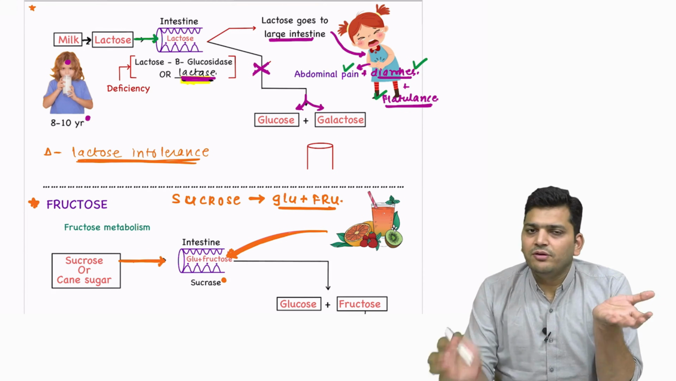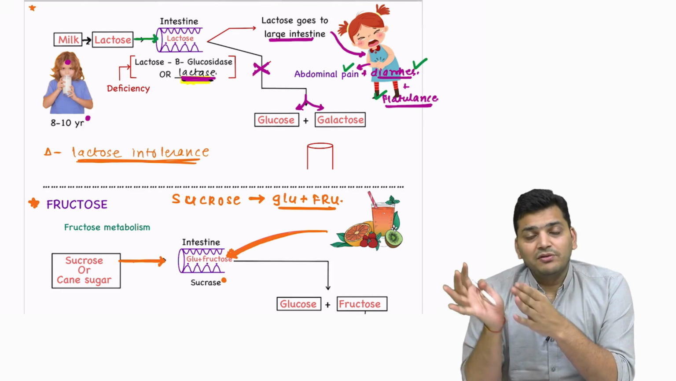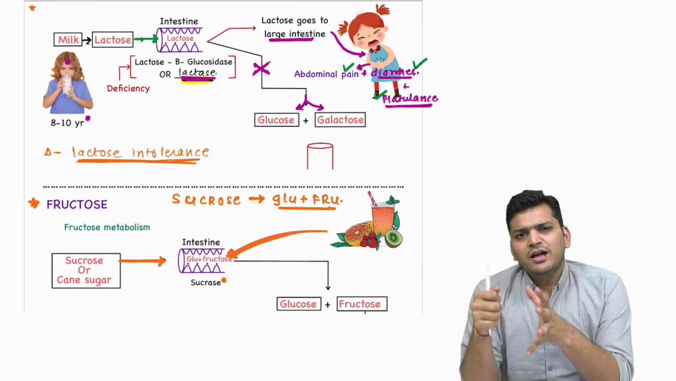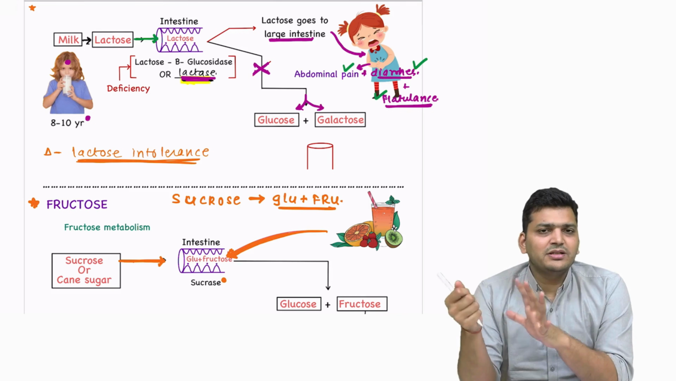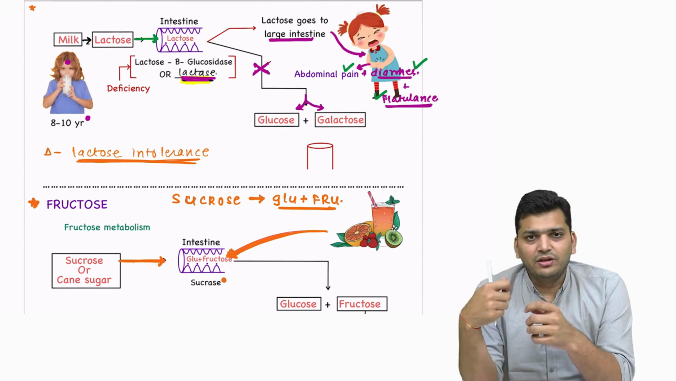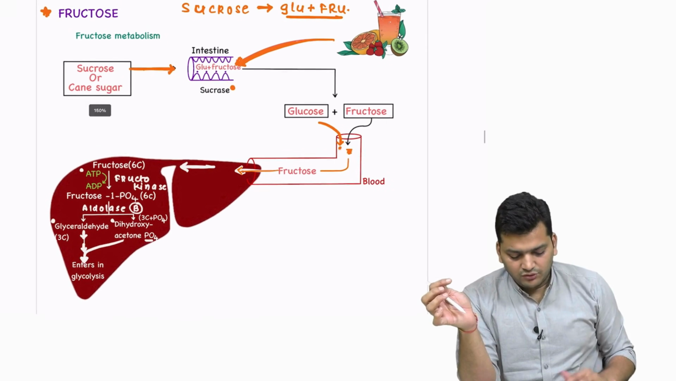So how you are going to differentiate the galactosemia from lactose intolerance? Galactosemia will occur in the newborn. Whereas the lactose intolerance, it is going to occur after a certain age, minimum that is at least 8 to 10 years. After that, this enzyme may be absent. So the lactose intolerance, it occurs later part of the life. The next is the fructose.